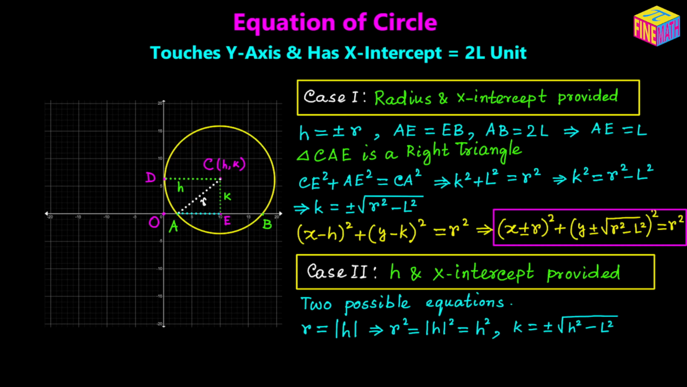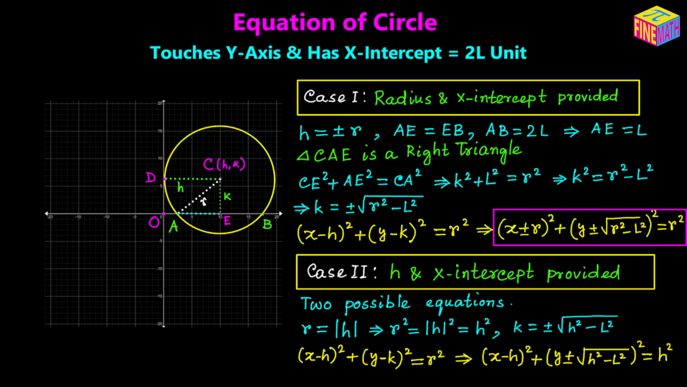Next, let's try to find the equations. If we begin with the fundamental equation, it is x minus h whole squared plus y minus k whole squared is equal to r squared. And here let's plug in the values of r and k. So our equation is going to look like this, and that is the combined equation of the two possible circles. Using the plus sign and the minus sign in the second parenthesis, we can derive two equations from here.